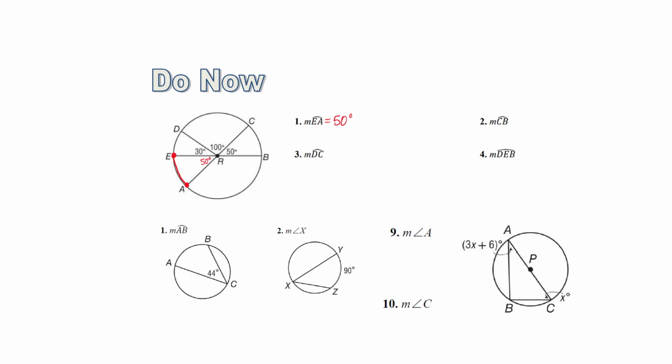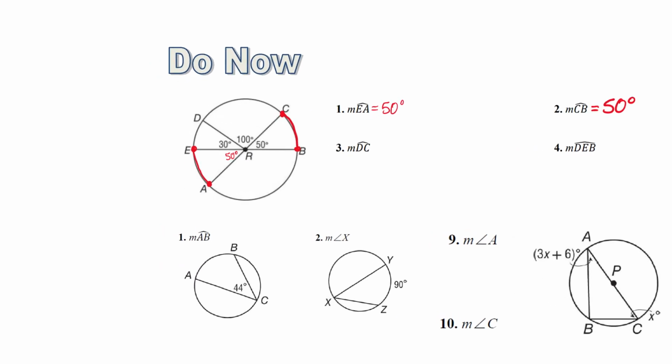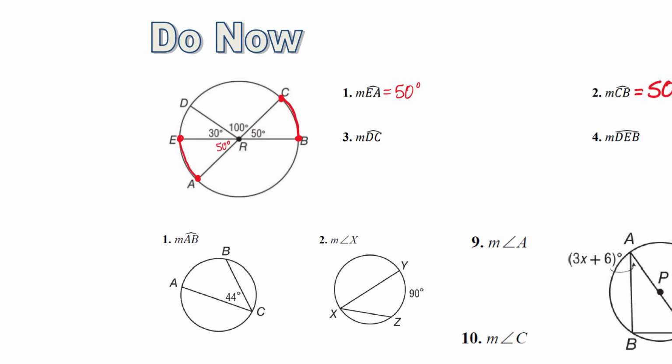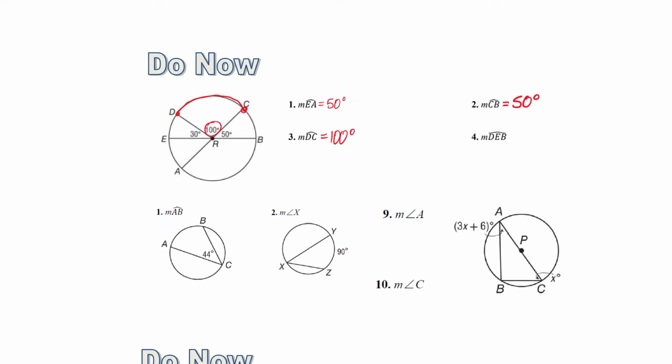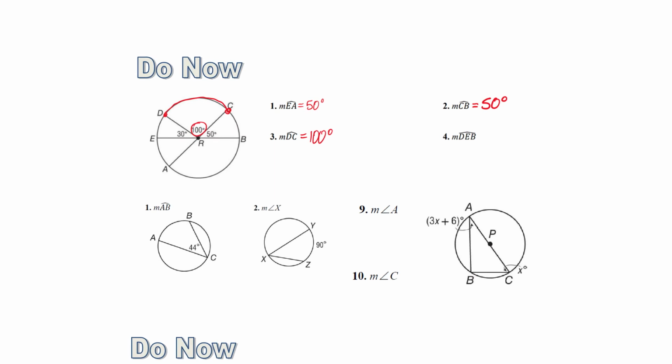So how big on number 2 is arc CB? Yeah, it's 50. Okay, what's the measurement of arc DC? Yep, it's just 100 because DC is right here. You can see 100 degrees. And then DEB.